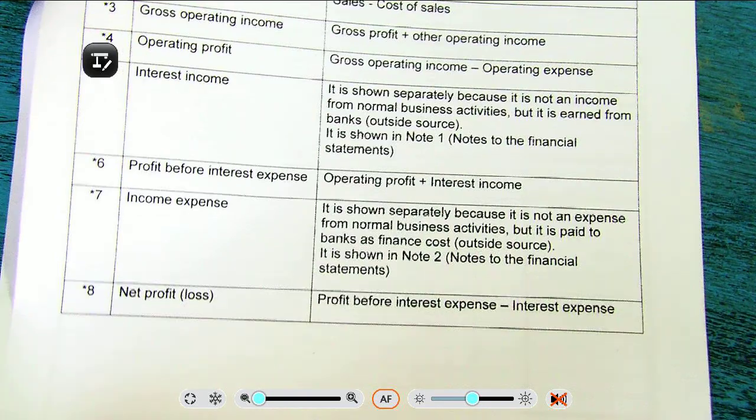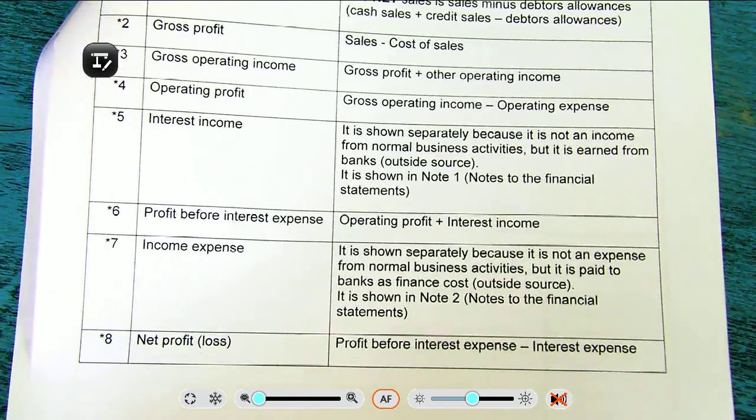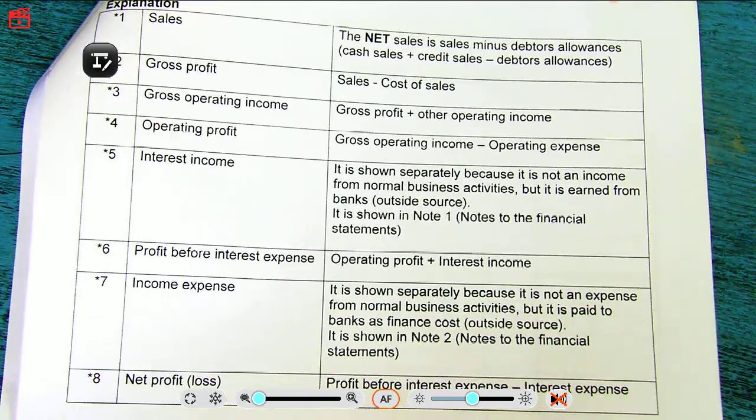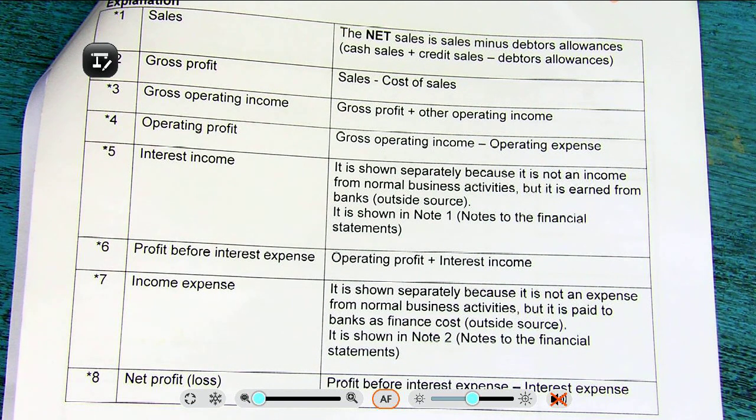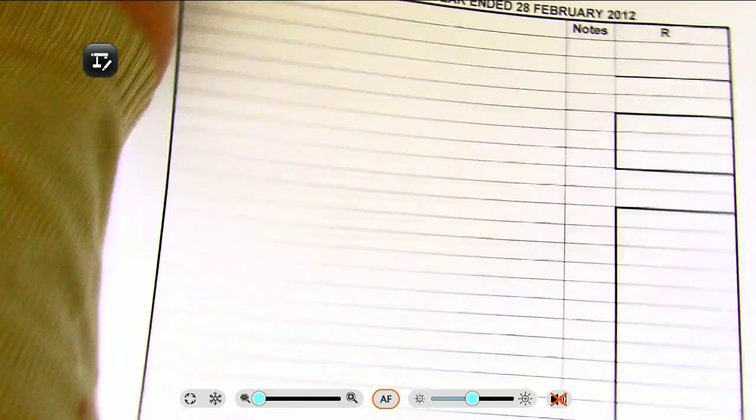Okay then guys, over onto your next page. This is where, if you're confused about how to calculate any of the things there, this explains it to you: how to get sales, how to get gross profit. This explains to you everything that you need to know. Okay, are you with me? Okay, I want you to, by yourselves, do it. Let me do it with you.